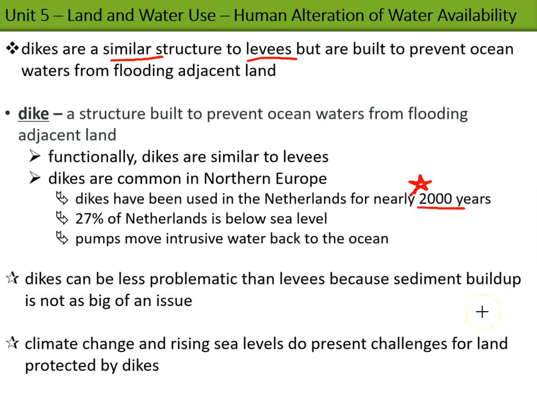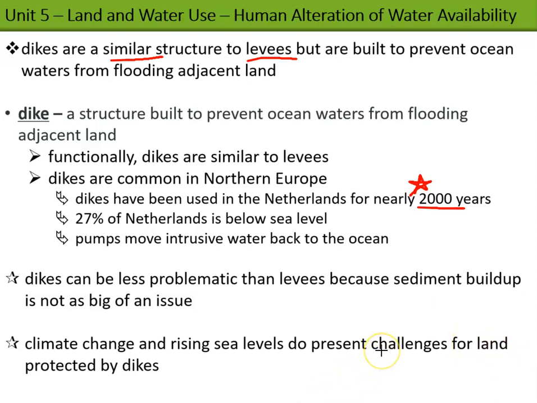And they have worked with their environment to try to maintain the land of their country as best they can. Now, what is challenging the dikes in the Netherlands and in a lot of coastal areas around the world is that climate change is raising the sea levels, and this does present a challenge for the land that's protected by the dikes. But the Netherlands obviously is not going to go down without a fight.